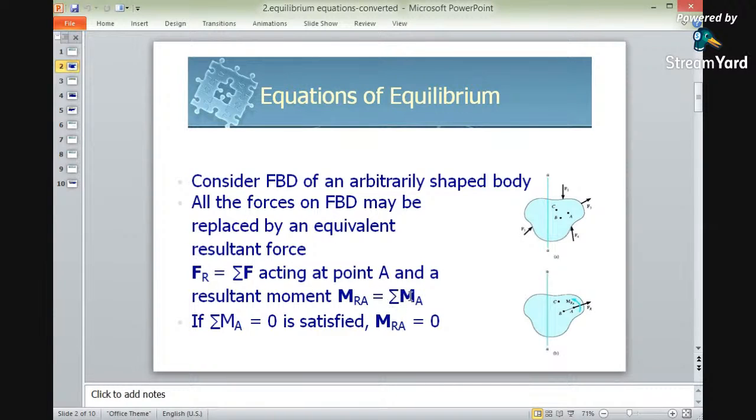That is nothing but equal to the summation of moments of all the forces about point A. That means the summation of all moments about A, that is the moment of all forces about A, is equal to 0. Here we have converted all four forces into a single force, and we have also found its moment, its direction, and at what point it is acting. We have calculated its direction also.